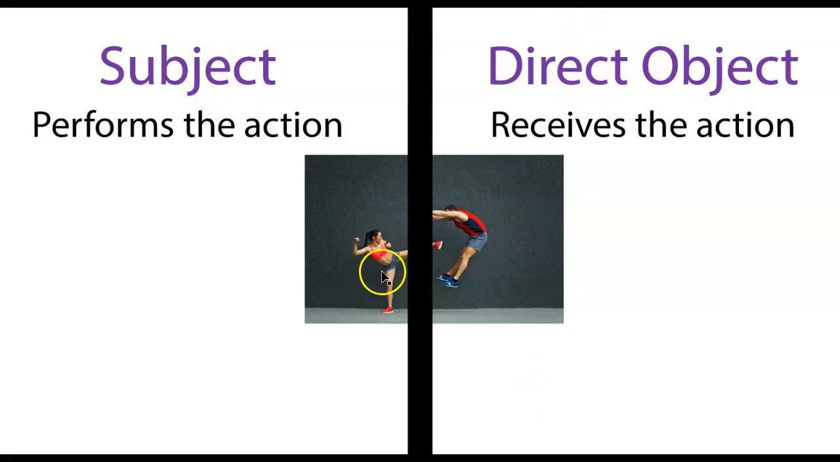Or you could say Sally kicked Fred. Sally is the subject, and Fred over here is the direct object. So, whoever did the kicking, that's the subject. Whoever got kicked, that is the direct object, right? And that's how that kind of works out.